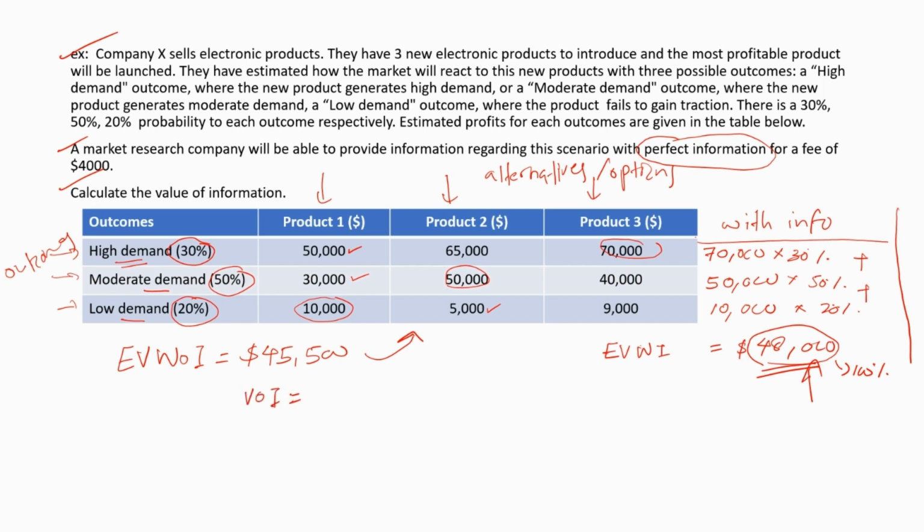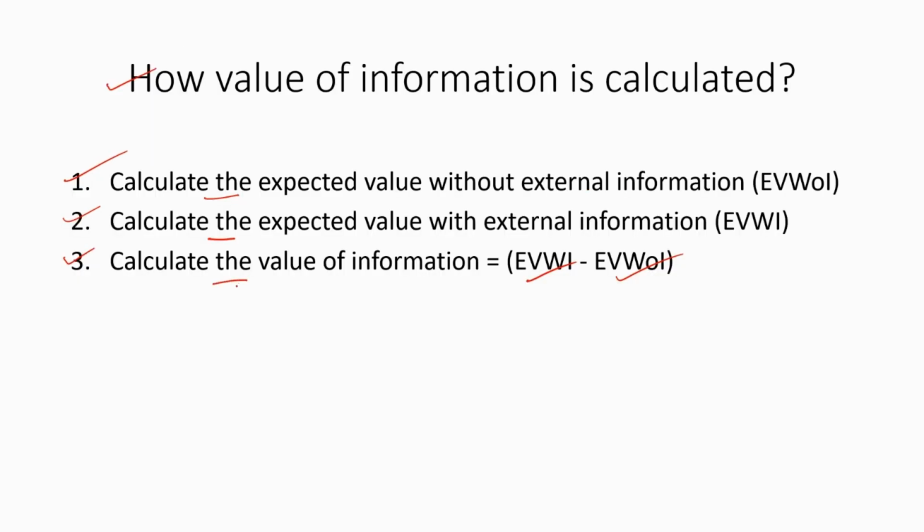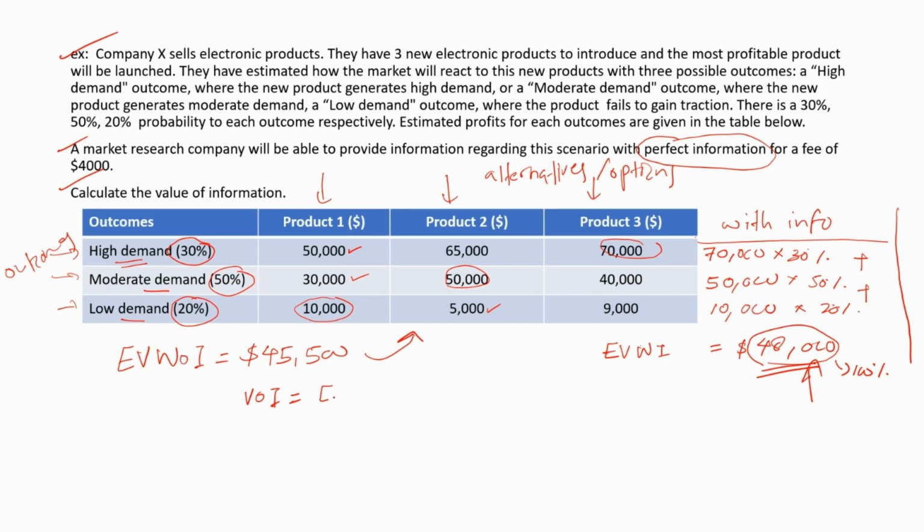So now let's calculate the value of information. How can we calculate the value of information? The third step: calculate the value of information, which is equal to expected value with information minus expected value without information. So this is equal to 48,000 minus 45,500. So the value of information is equal to $2,500. This is how we can calculate the value of information.